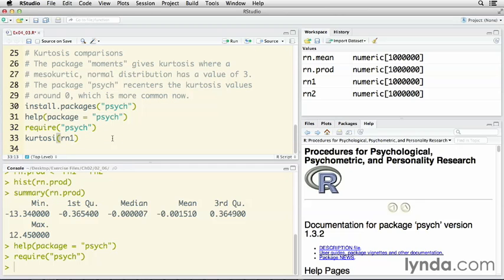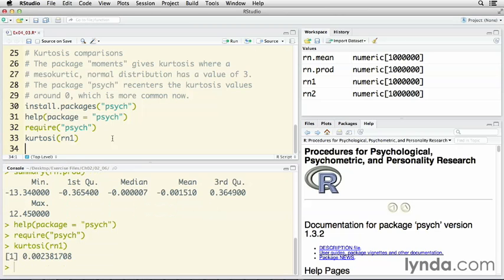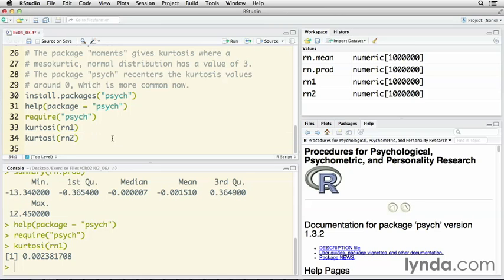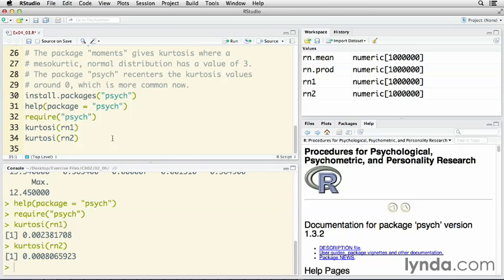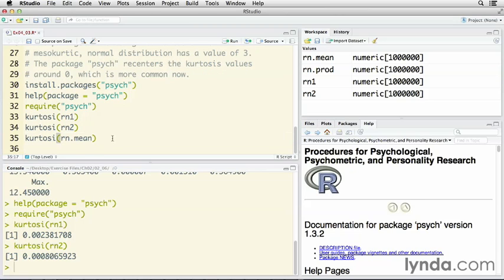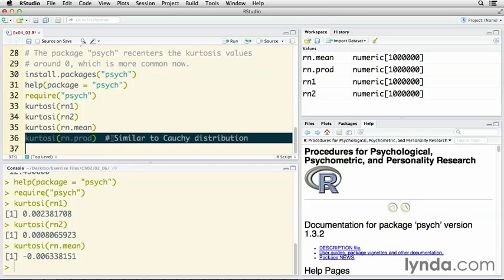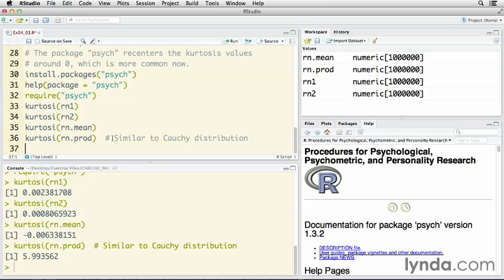For random normal 1, the kurtosis value should be around 0, and it's 0.002. It's really close to 0. For RN2, it should also be close to 0. It's even smaller, 0.008. The average of the two should be close to 0 as well. And it is, negative 0.006. But you'll find the one where we multiplied them is going to be very different. And we get a value of about 6.